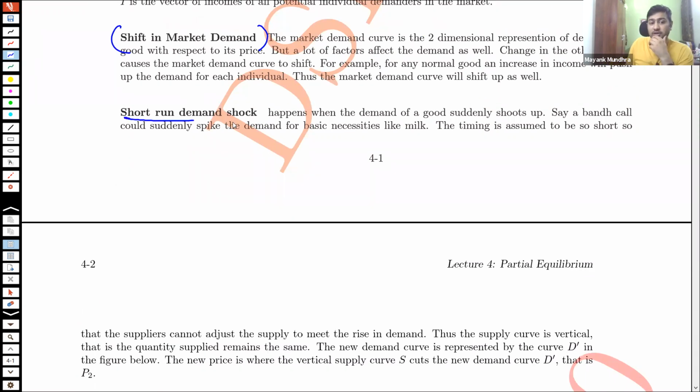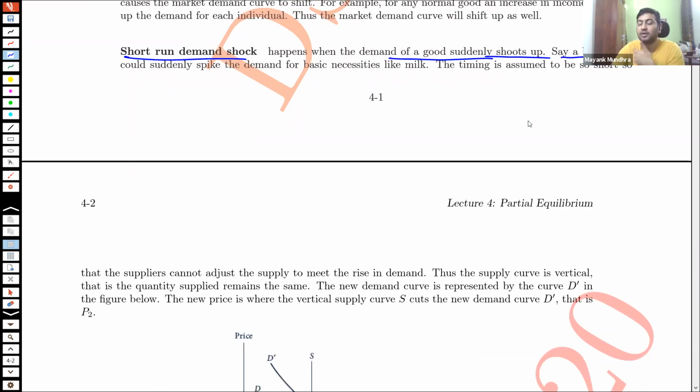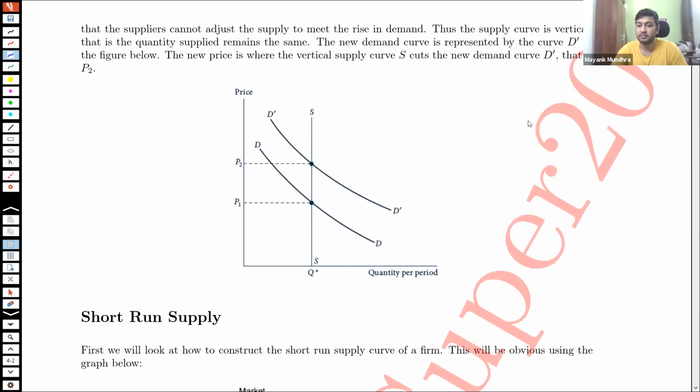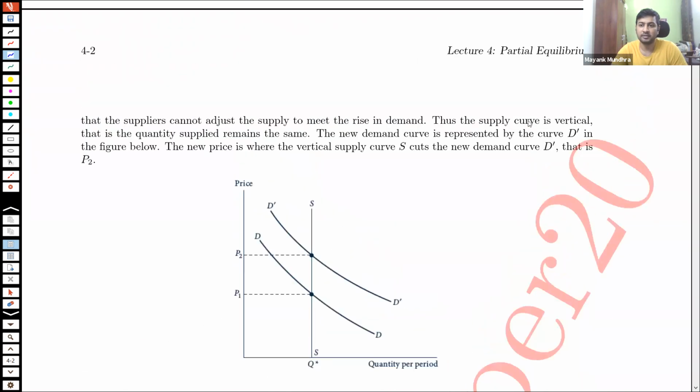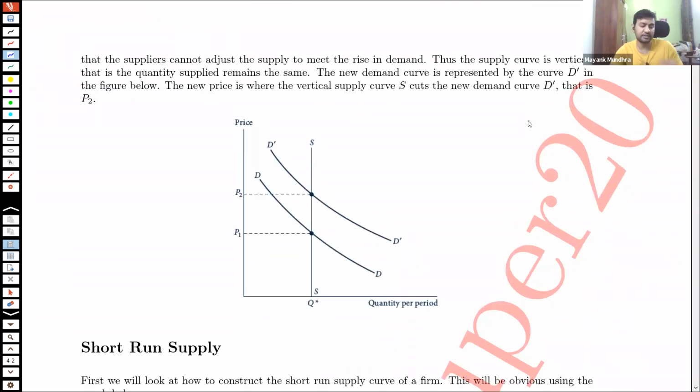Now short run demand shock. So what happens when the demand of a good suddenly shoots up? Suppose, and this is something we saw recently, when the lockdown was imposed, suddenly the people started stocking up on necessities. So the price of a lot of necessities like rice and atta shot up because people started buying in bulk. People believe that there might be a scarcity of those things.